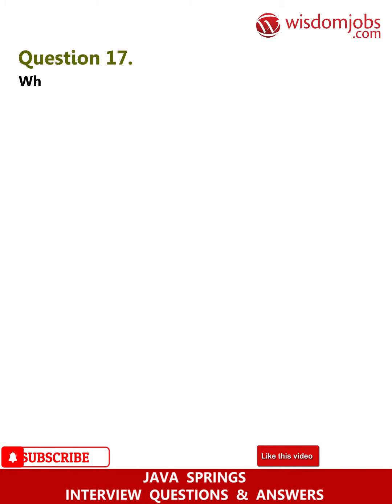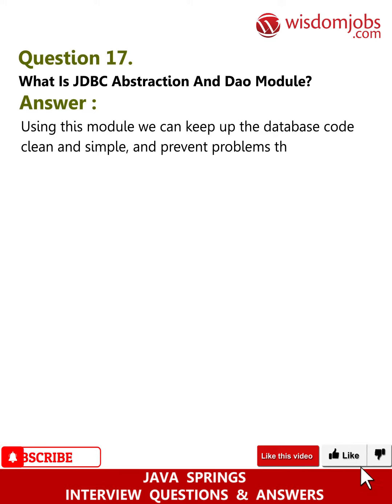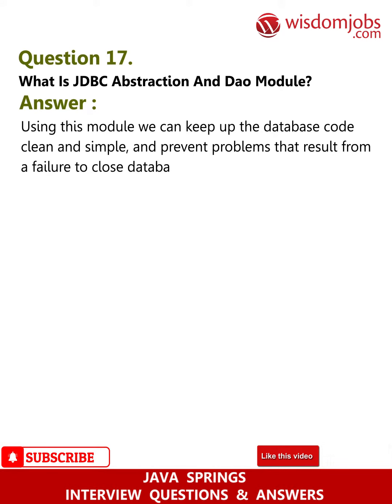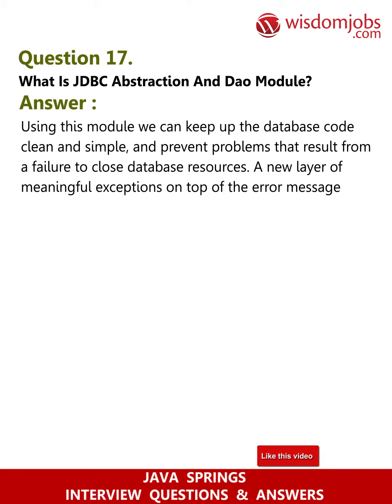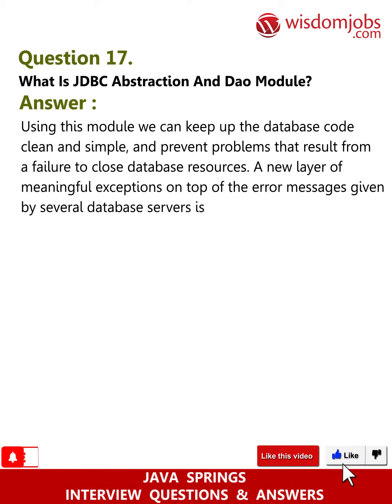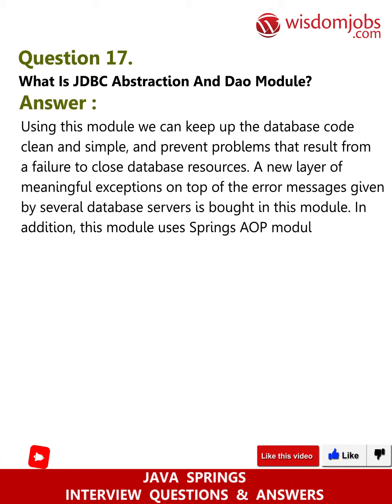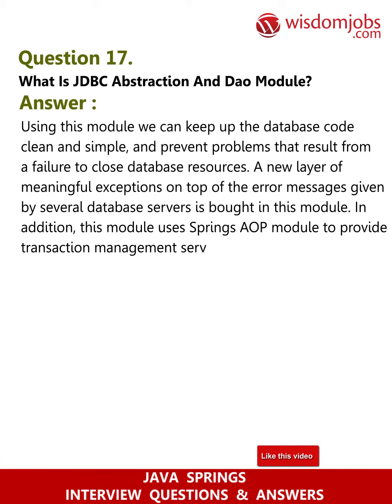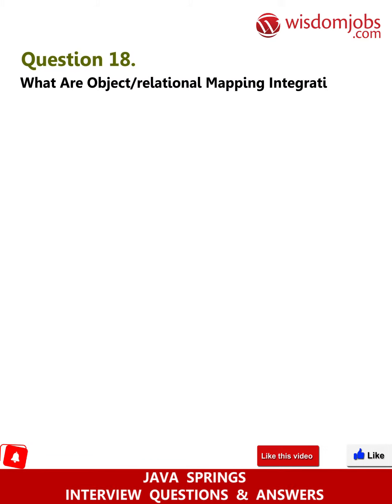Question 17. What is JDBC abstraction and DAO module? Answer. Using this module we can keep up the database code clean and simple and prevent problems that result from a failure to close database resources. A new layer of meaningful exceptions on top of the error messages given by several database servers is brought in this module. In addition, this module uses Spring's AOP module to provide transaction management services for objects in a Spring application.